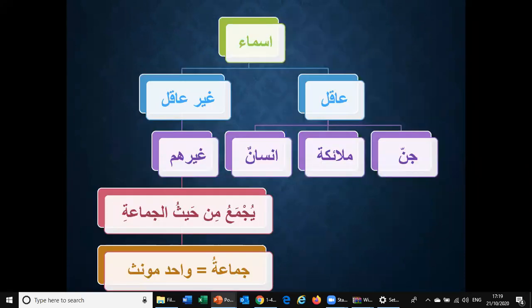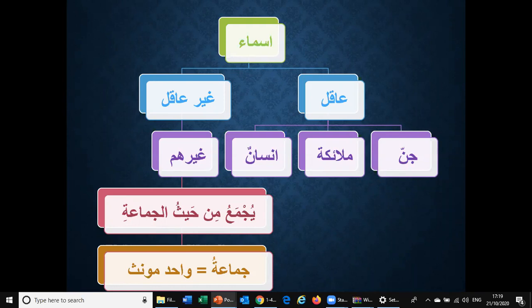Then we mentioned, which we already tackled, the fact that certain nouns are those of intelligent beings, certain are unintelligent beings. So intelligent is called aqil, the one with intellect, the one with the faculty of thinking and trying to come up with rationalized thoughts. Human being, insan, malaika, the angel, and jinn are the only three intelligent beings. All the rest of the creatures are considered unintelligent beings.